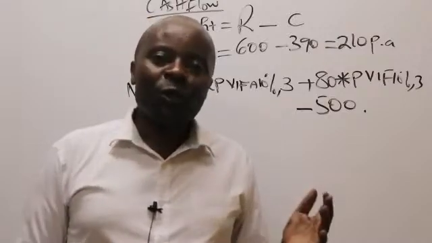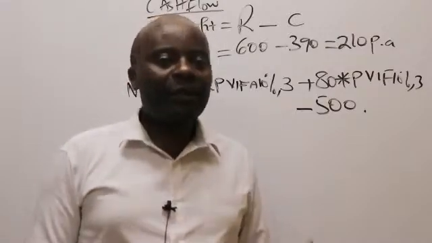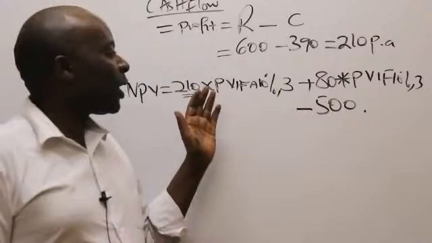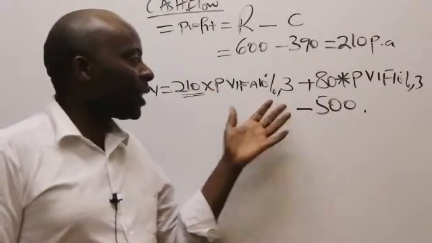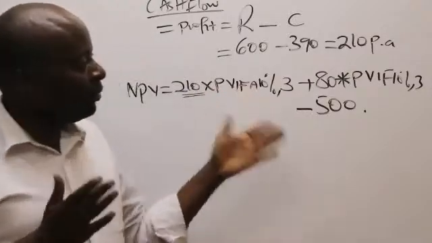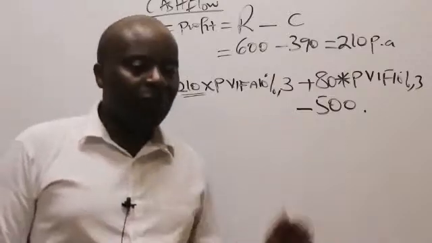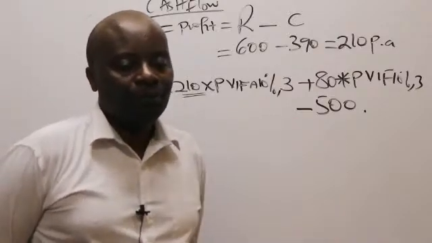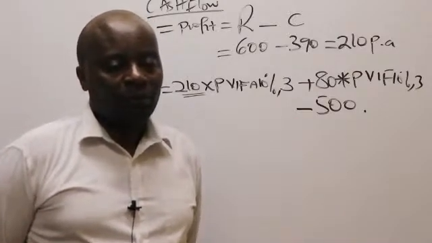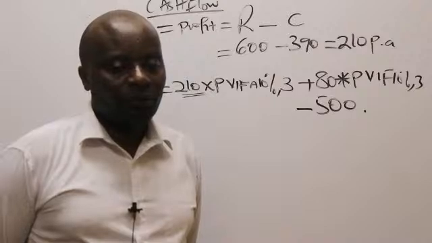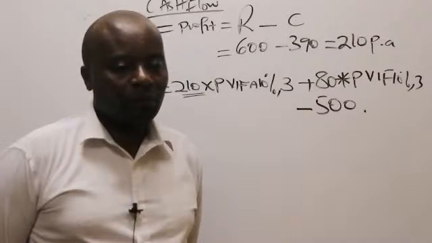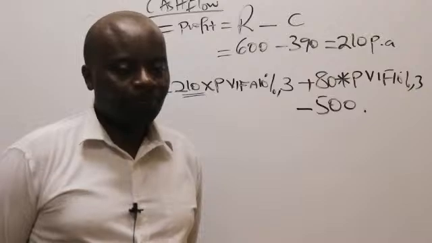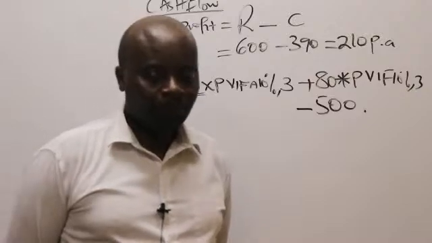Now, what I would want you to do for me tonight is quite a simple thing. I would want you to calculate the PVFA for 10%, 3 years, and then calculate the PVF for 10%, 3 years, and give me the figures. Okay, PVFA is 2.4869.